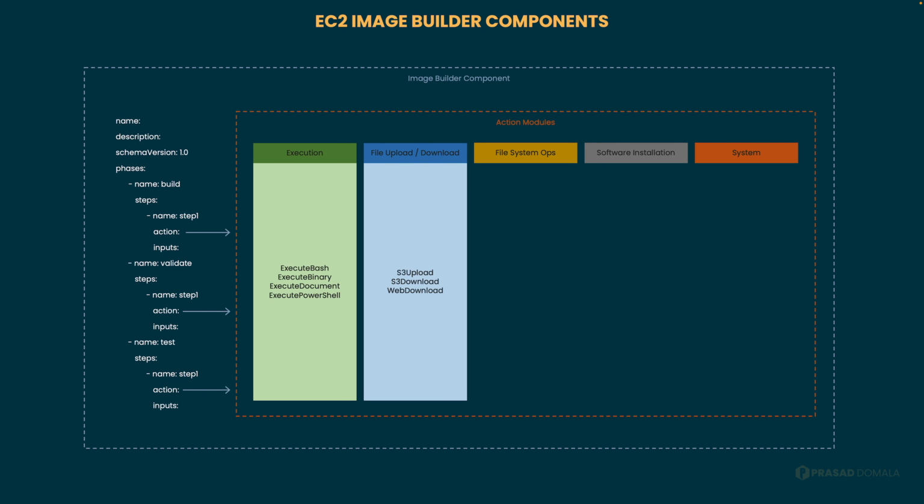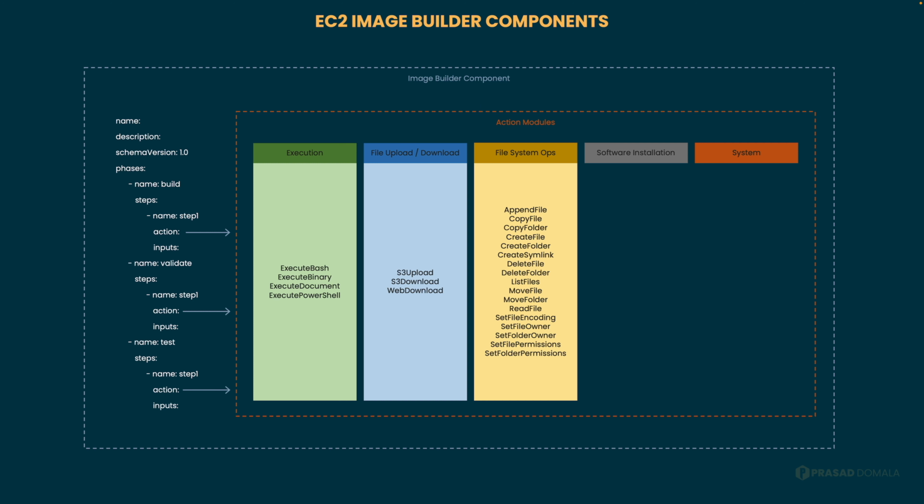Under upload and download, we have S3 upload and S3 download, which can be used to upload and download files to and from S3 buckets. We can also download files from web using web download action. And file system category contains actions related to most common file system operations, like creating, deleting, or moving files and folders and setting permissions and so on.